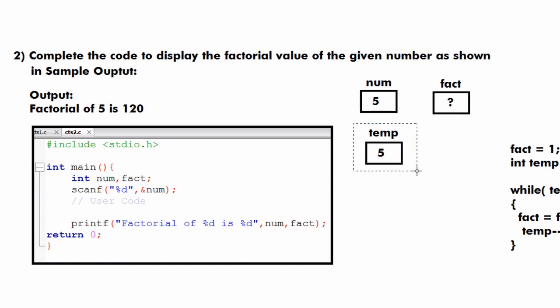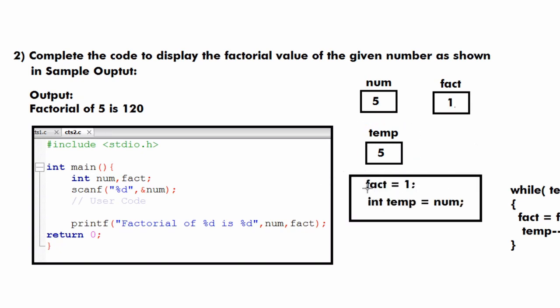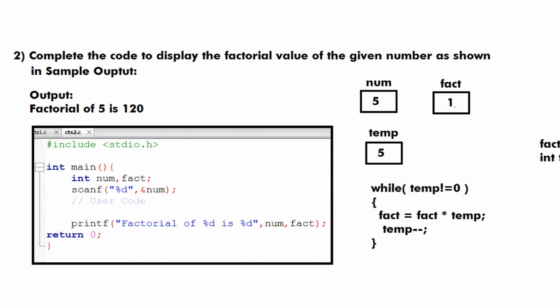After taking this variable, the next thing is to initialize the value of factorial with 1. So till now I have written these 2 lines: fact equals 1, and I have taken a temporary variable and assigned the value of num to temp. Now after this I am going to use a while loop, and inside the while loop I will have a condition temp not equal to 0, which means this loop should iterate till the value of temp becomes 0.